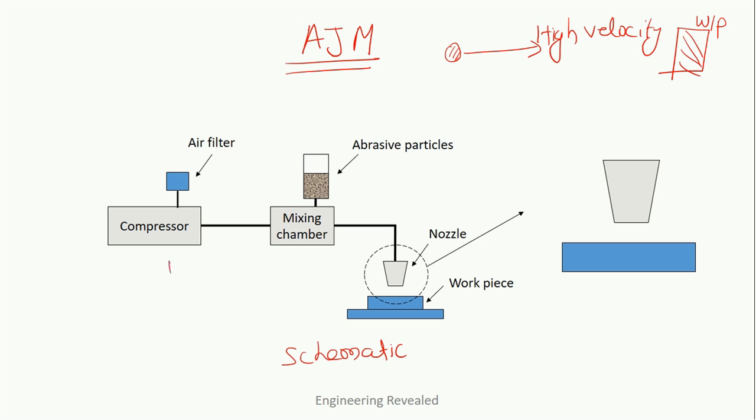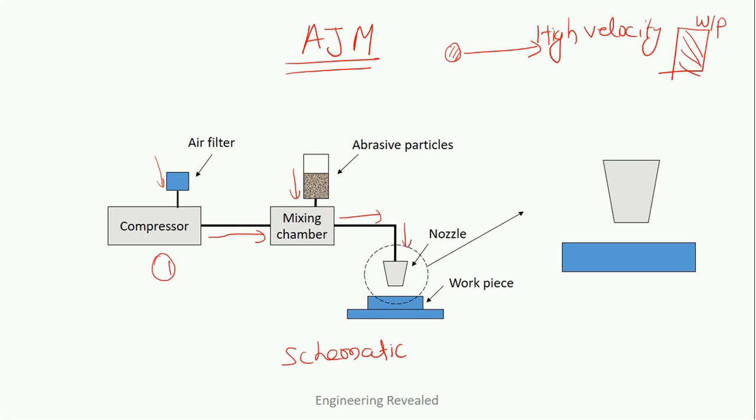First part is the compressor. What does the compressor do? It draws air from the atmosphere and compresses it to a higher pressure. Instead of air, we can use any type of carrier gas. Then it passes to the mixing chamber, and in the upper part of the mixing chamber, abrasive particles are there. They are mixed in the proper ratio as per the requirement. Remember that the high pressure gas is used only to carry the abrasive particles. Then it is moved to the nozzle.